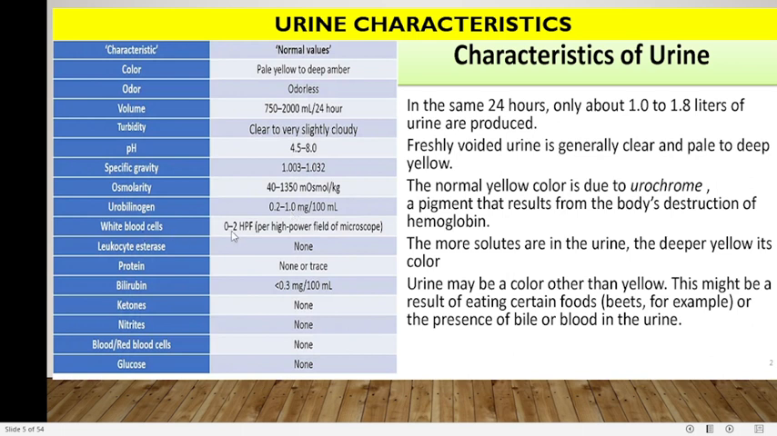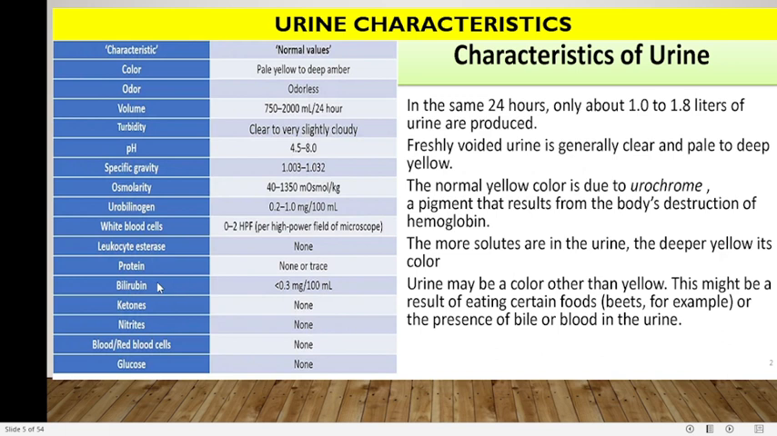White blood cells, guys, we are looking at the high power field of the microscope: 0 to 2. Leukocyte esterase should be none. Protein should be none or trace. This will be very significant when you're looking at expectant mothers, proteins in the urine, in the preeclampsia moment.